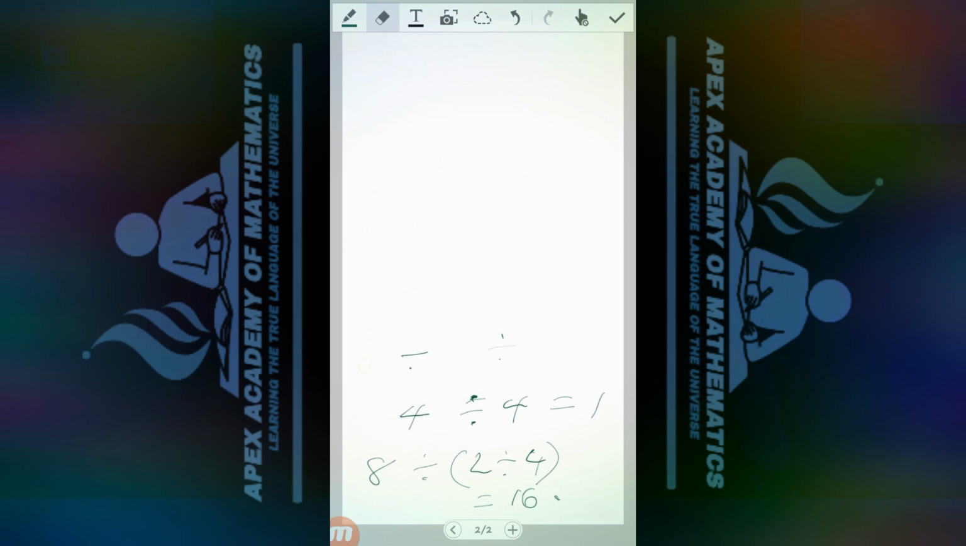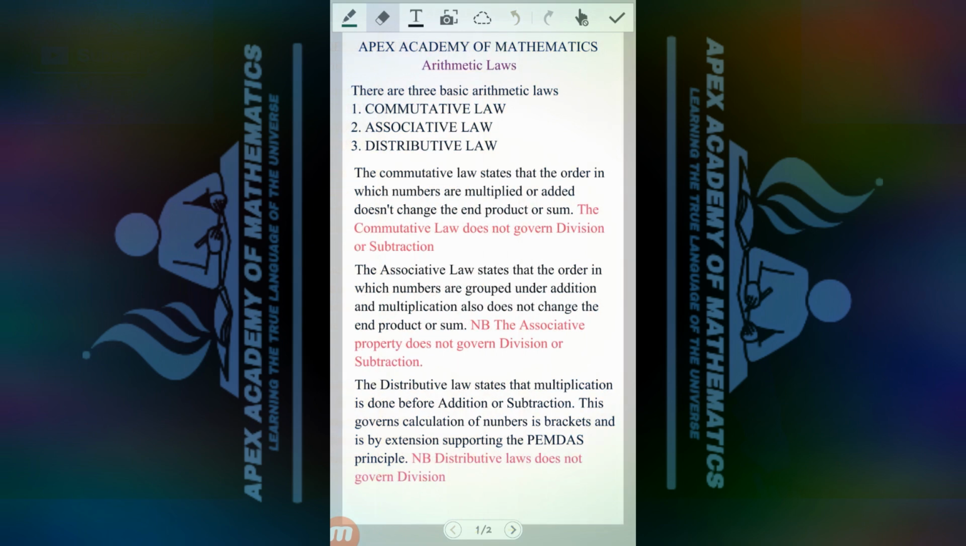Let's look at the final law now, and that final law, of course, is the distributive law, sometimes otherwise called the distributive property. The distributive property states that multiplication must be done over addition or subtraction. Basically, this governs calculations of numbers in brackets, and by extension it supports the PEMDAS principle. Let's look at a quick example.